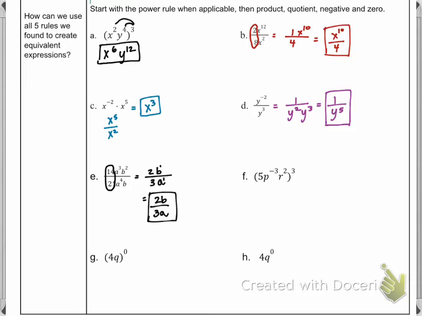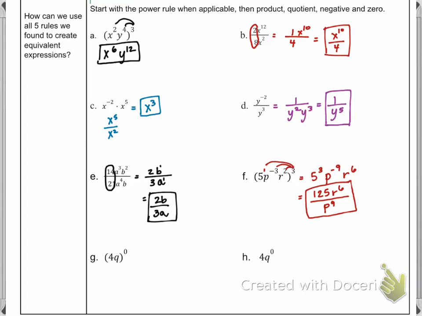On letter F, you're going to start with a power rule, distributing that exponent of 3 into all of the bases inside, knowing that 5 in the front has an invisible 1 exponent on it. And so when I distribute that in, I get 5 to the 3rd, p to the negative 9th multiplying, and r to the 6th. Keeping in mind that 5 to the 3rd is not 15, it's 5 times 5 times 5, giving me 125. And then that p to the negative 9 needs to flip into the denominator, reciprocal down into the bottom, and then that 9 becomes positive. Everything else has a positive exponent, so it can stay in the numerator.